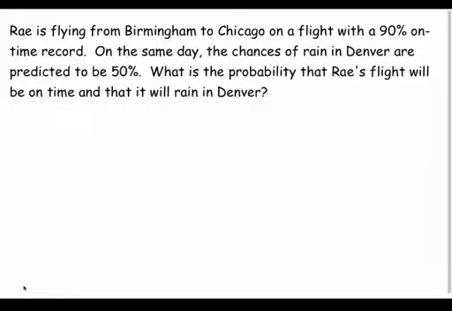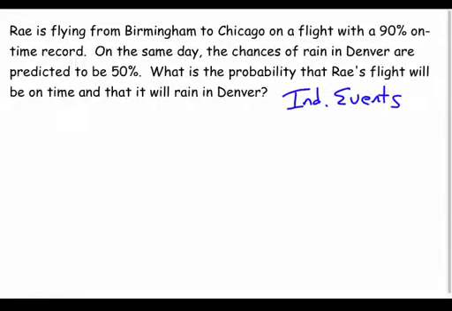Okay, it could also be with percents. For example, here it says Ray is flying from Birmingham to Chicago on a flight with a 90% on-time record. On the same day, the chances of rain in Denver are predicted to be 50%. What's the probability that Ray's flight will be on time and that it will rain in Denver? Well, if I think about this, these two situations have nothing to do with each other. So these are both independent events.